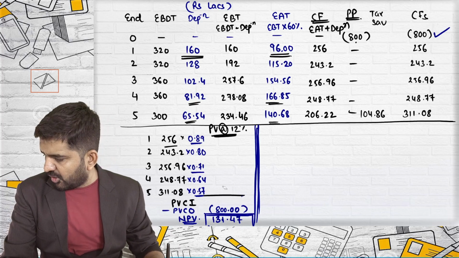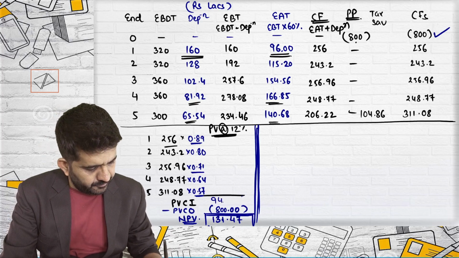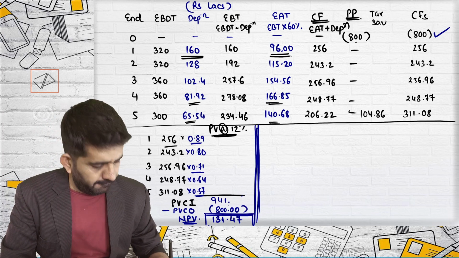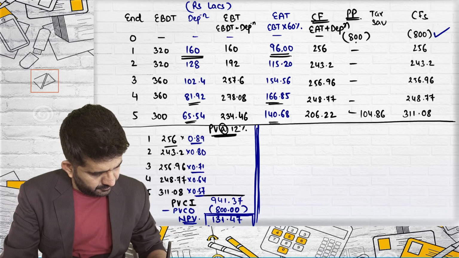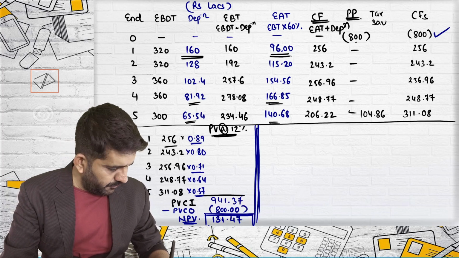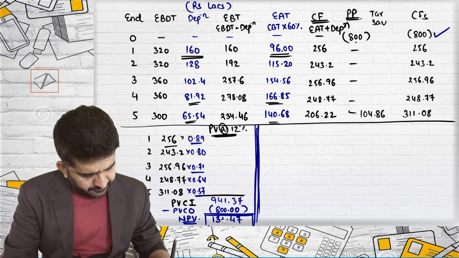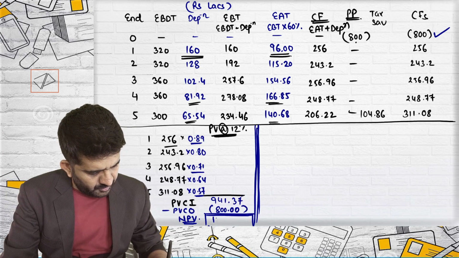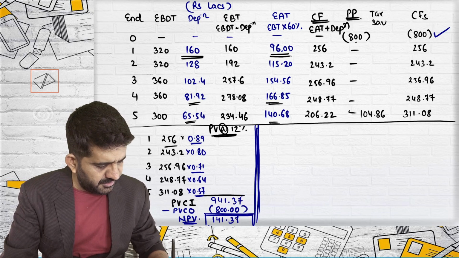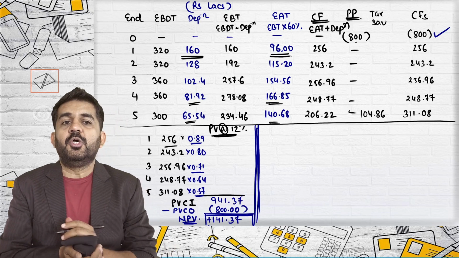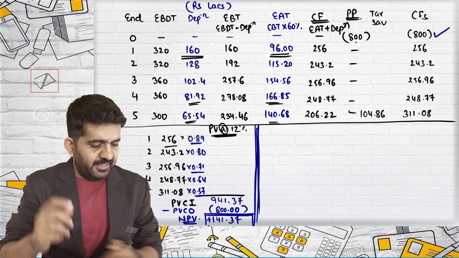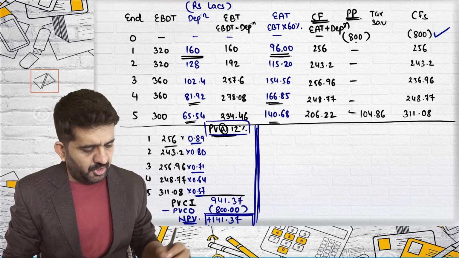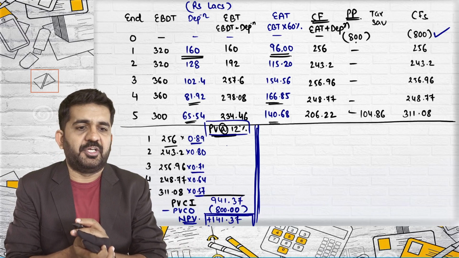It is 941.37. So this is 141.37, right? 141.37. Positive, negative, positive. So as per NPV, you should accept the project. Is it all right? And this is my NPV, present value at the rate of 12%, 141.37.